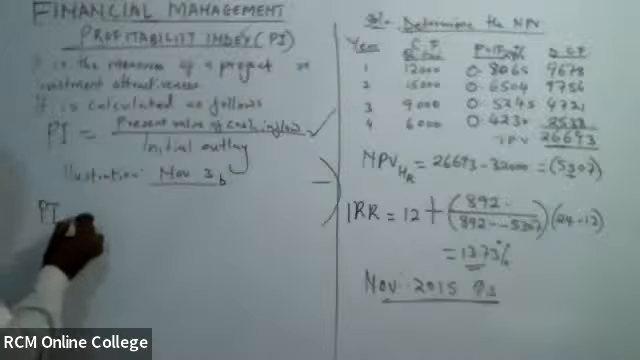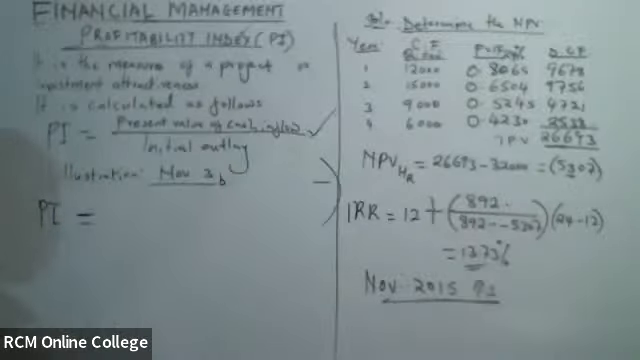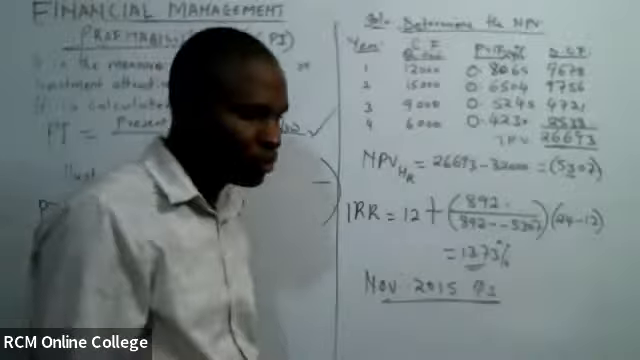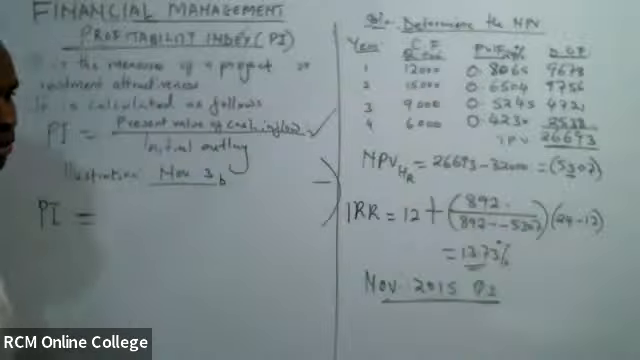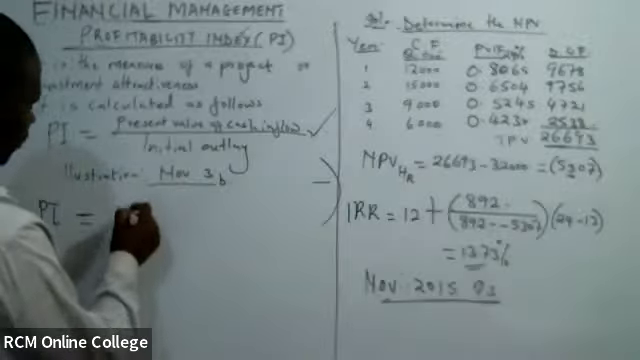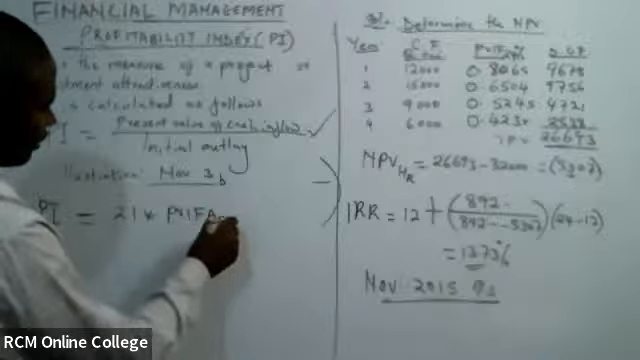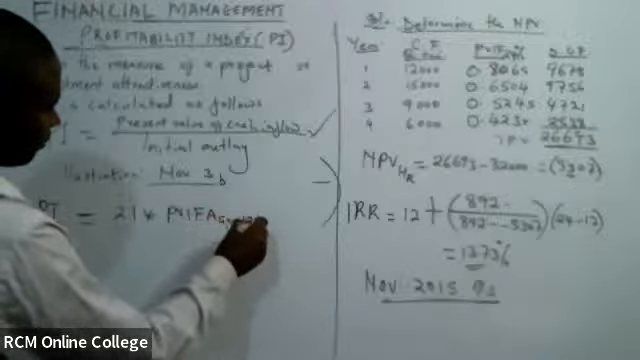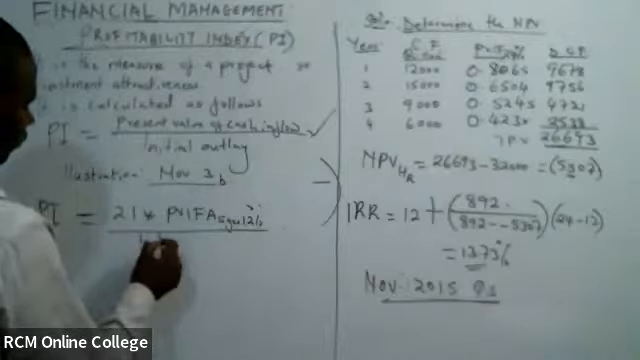So PI is equal to the present value of our cash inflow divided by the initial outlay. Now, I want somebody to tell me which type of cash flow we have. The 21 million here, is it a regular or irregular cash flow? Similar or non-similar? Uniform or non-uniform? They are regular cash flows, therefore we discount using PVFA, 5 years, 12%.